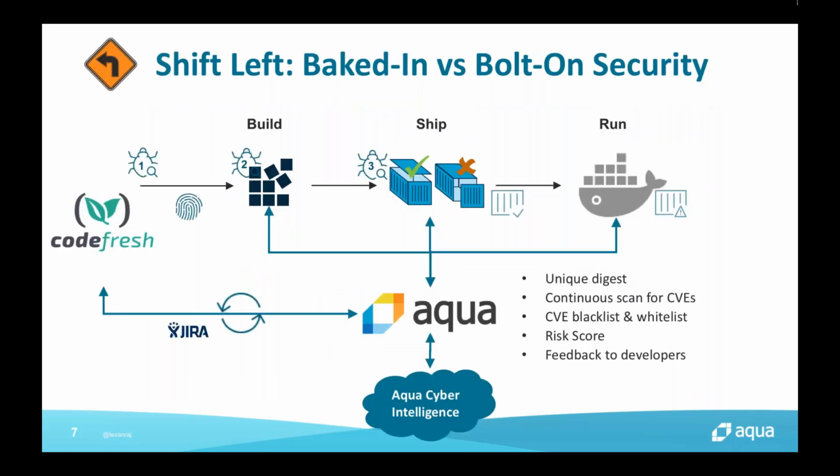Okay, so this diagram says it all, and we'll be doing the demo more in depth on that. Okay, same with regards to shift left, baked-in versus bolt-on security, right? So every step of the process, from the build, ship, and run, Aqua integrates with its Cyber Intelligence Center, which is our vulnerability database. And if there is any vulnerability that is found, we check the unique digest of the image. We do continuous scans for CVEs, CVE blacklist, whitelist, risk scores, and whatnot. And if there is any issue, we open up a JIRA ticket, and it's just that whole continuous process with build, ship, and run along with CodeFresh, and this makes a lot of sense.